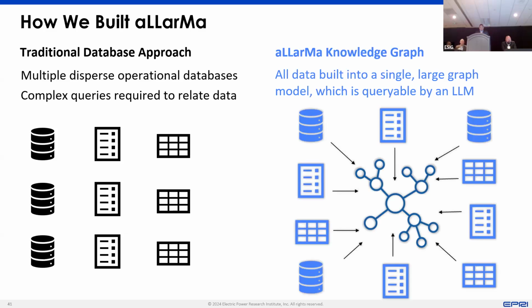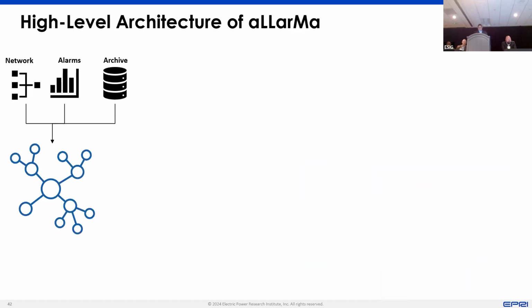large graph model where each node is connected with each other based on the network connectivity. And then you are also representing each device which is connected to the nodes, like your relays, sensors, whatever it is, all in a single graph model, which can be easily queryable by LLM. So how are we doing it?